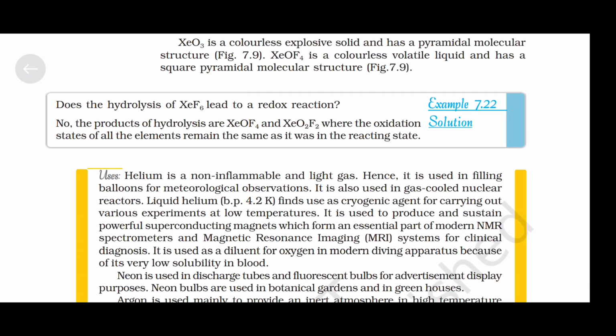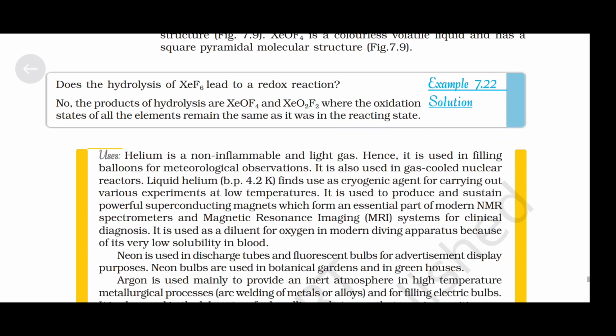Example 7.22. Does the hydrolysis of XeF6 lead to a redox reaction? No. The products of hydrolysis are XeOF4 and XeO2F2, where the oxidation states of all the elements remain the same as it was in the reacting state. So, therefore, it is not a redox reaction.